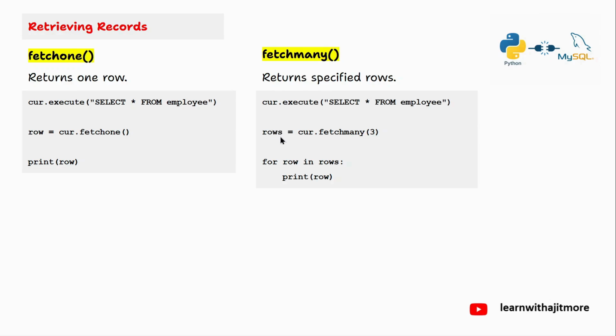Is this rows a list of tuples? Getting a list of tuples, so can I use it in a for loop? For loop is applicable only on an iterable object. This is a list of tuples, so it is iterable. Will it fetch one tuple at a time? The first tuple will come in row, print it. Next tuple, print it. Third tuple. After that, we don't have any more, so the for loop will automatically stop.